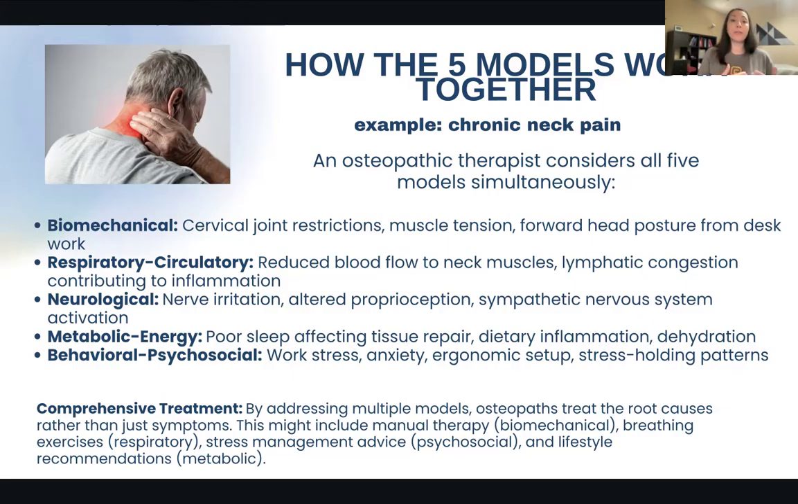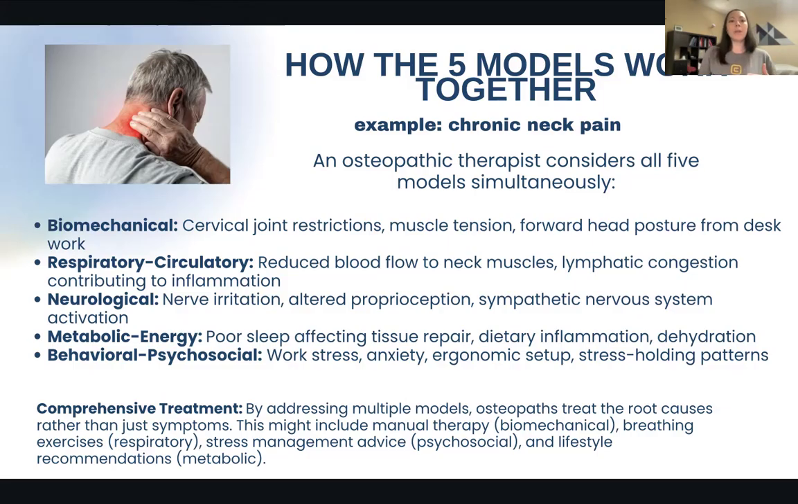So now, are the nerves irritated that are coming out of the cervical spine? Is there altered proprioception? This is where you might go into vestibular therapy. Is the sympathetic nervous system being activated? So if the neck is out of balance, if the muscles are pulling, or if there's compression onto the nerves, is that affecting your vagus nerve, which then can affect things like anxiety, digestion, that sort of thing.